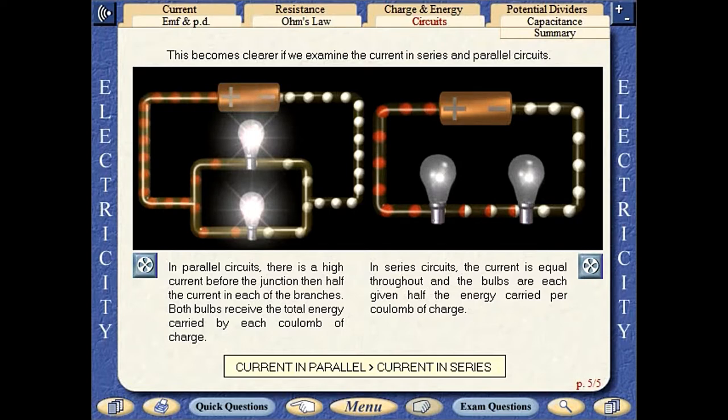This becomes clearer if we examine the current in series and parallel circuits. In parallel circuits, there is a high current before the junction, then half the current in each of the branches. Both bulbs receive the total energy carried by each coulomb of charge. In series circuits, the current is equal throughout, and the bulbs are each given half the energy carried per coulomb of charge.